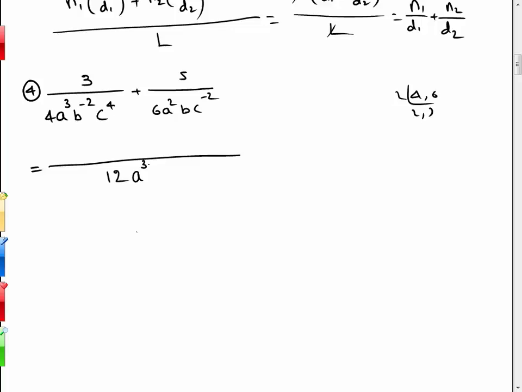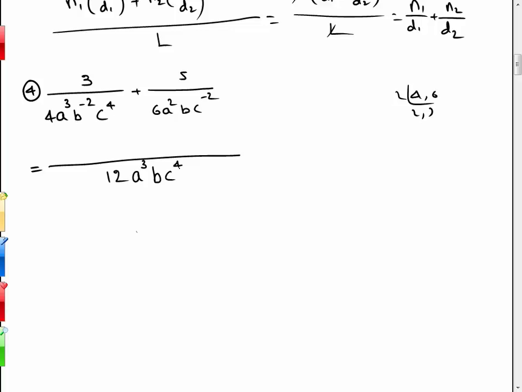Similarly, when you see b to the negative 2 and b, understand that b means b to the 1, right? So 1 is bigger than negative 2, so we'll pick b as the LCM of b to the negative 2 and b. Similarly, c to the 4 and c to the negative 2, I'm sure you agree, c to the 4 is what we should say.